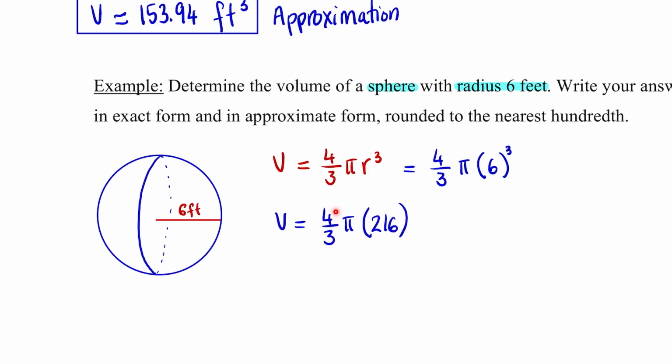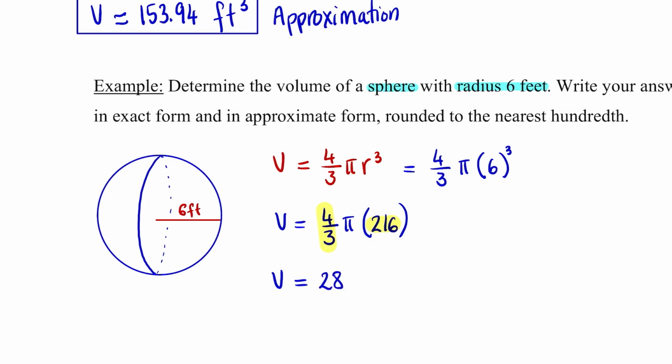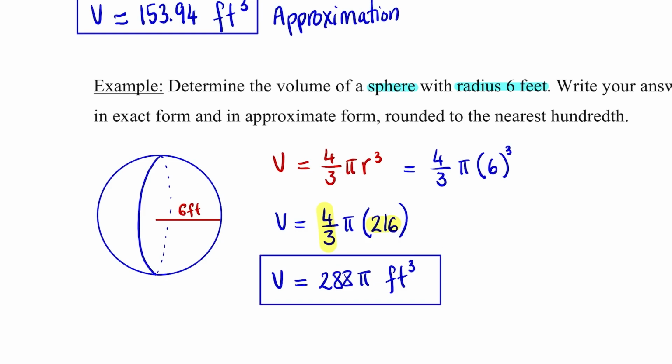Now I'll take 4/3 times 216 and multiply these two numbers. 4/3 times 216, and that is 288. So I have 288 pi cubic feet. This is my volume in the exact answer. Because they want the answer both in exact form and approximate form, my exact form is 288 pi cubic feet.